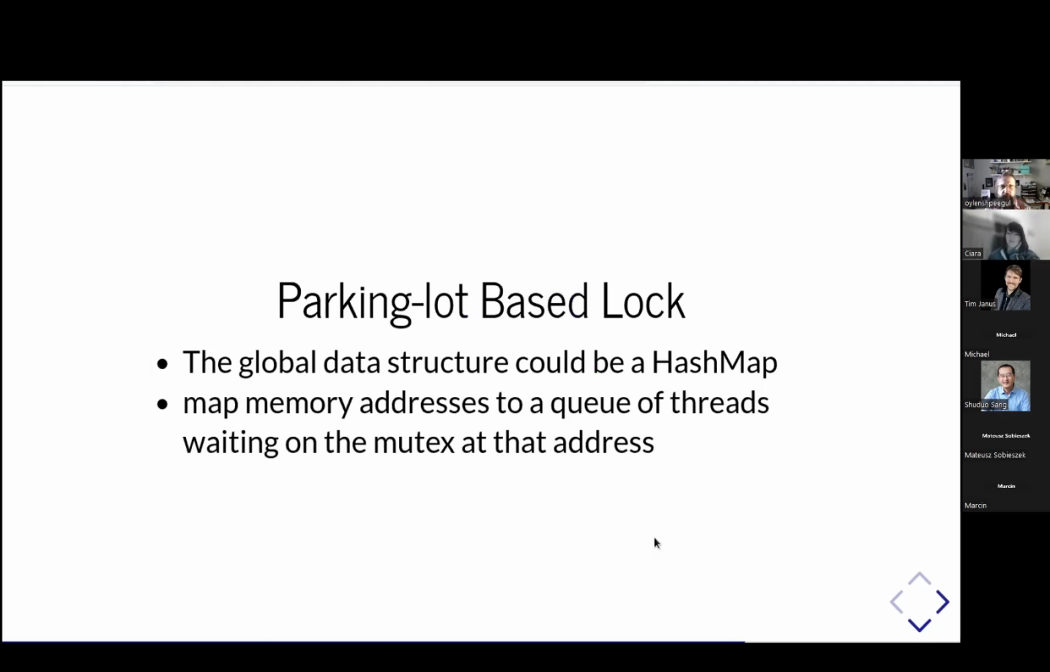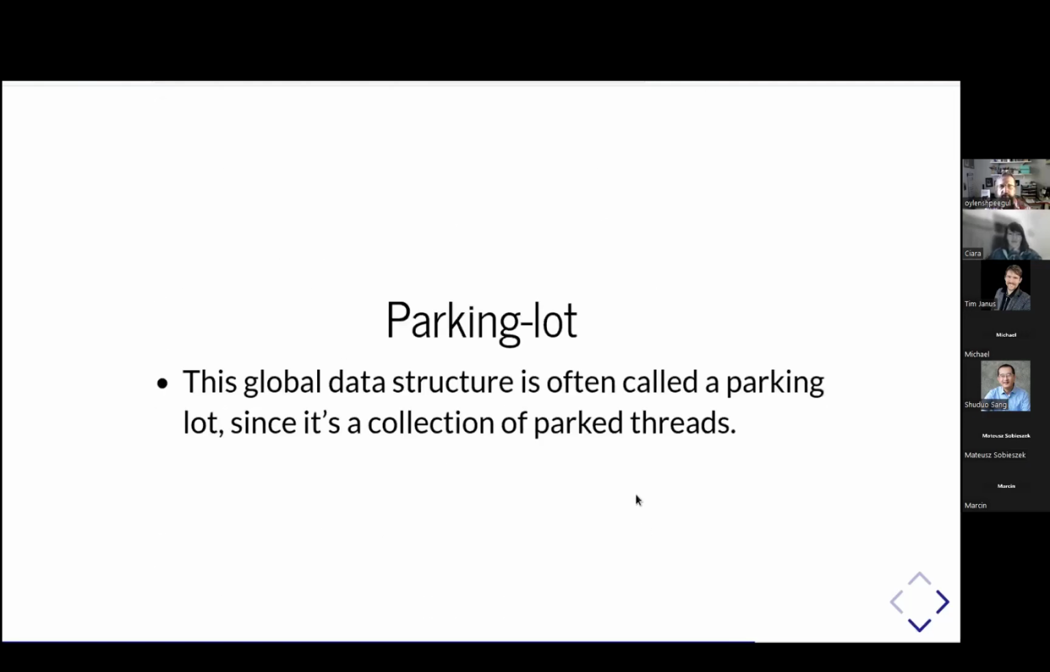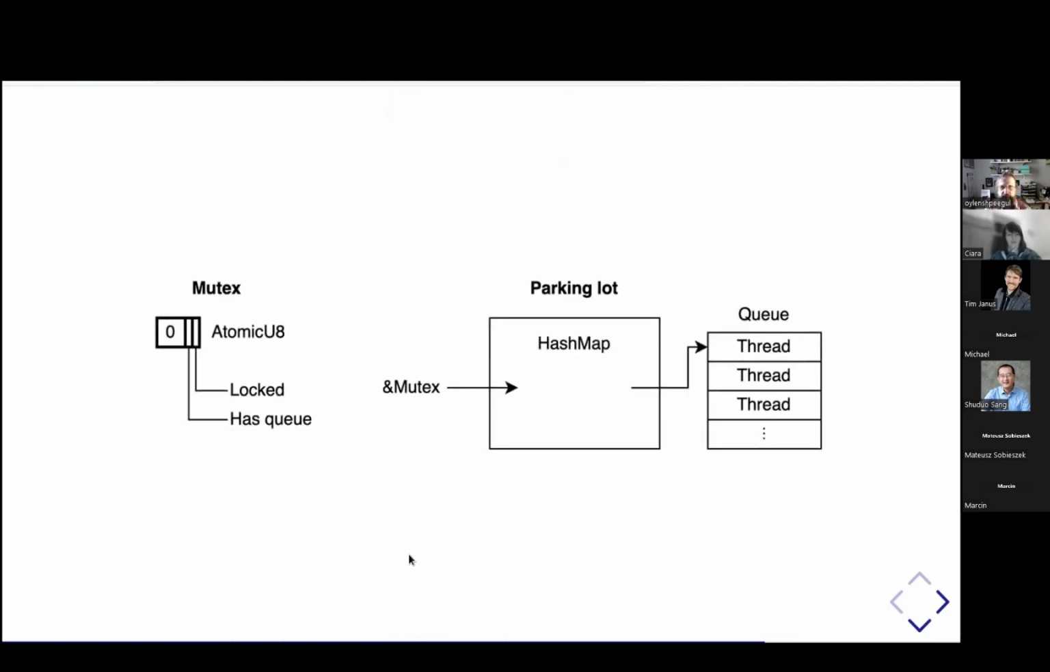So back to parking lots. We could use a hash map and map memory addresses to the queue of threads. And this is what's called a parking lot. So it's a collection of parked threads, right? So here's what that looks like. We have our single byte, or whatever if we're going to steal bits from somewhere else, maybe. And then a reference to that points to our hash map, which is our parking lot. And then our queue of threads is over there.